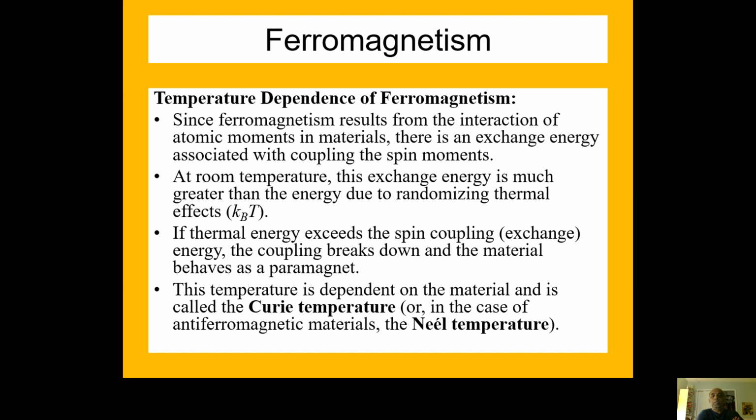So this temperature depends on the material properties. The temperature over which the ferromagnet becomes paramagnetic is called the Curie temperature. In the case of an antiferromagnet, the temperature is called the Néel temperature.